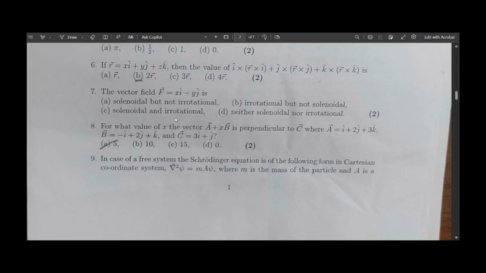Let's look at question number 7. A vector field is given, f is equal to xi plus yj. Is it solenoidal but not irrotational, irrotational but not solenoidal, both solenoidal and irrotational, or neither solenoidal nor irrotational?